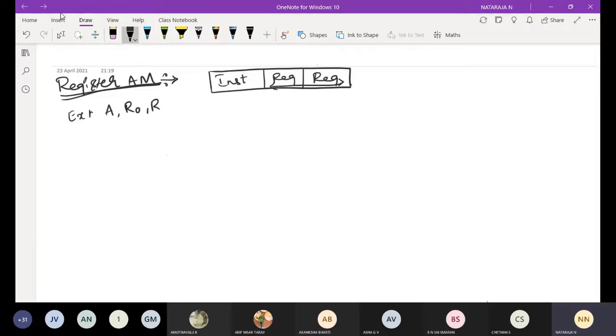Accumulator, R0, R1 up to R7, then registers DPL, DPH, and so on. These are the registers we are going to use in this addressing mode. Why are we using DPL and DPH, and not DPTR? DPTR is 16-bit. If we use DPL and DPH separately, it means we are going to transmit 8-bit data. That is the meaning.